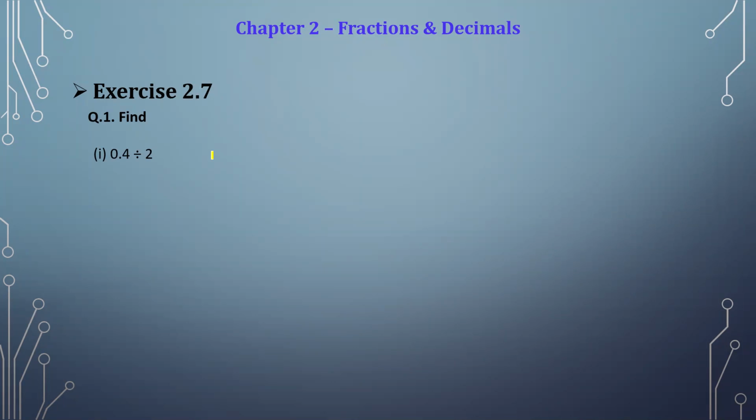Now, as we have seen in exercise 2.6, if we are multiplying by 10, 100 or 1000, then we are shifting the decimal point to the right side, by the number of zeros. So you have to count the number of zeros, and then that many digits should be shifted to the right side. That is the first method we had seen.